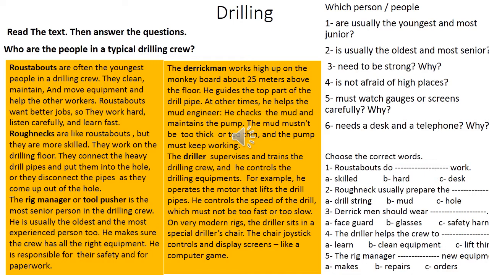Roustabouts are often the youngest people in a drilling crew. They clean, maintain, and move equipment and help the other workers. Roustabouts want better jobs, so they work hard, listen carefully, and learn fast. Roughnecks are like roustabouts, but they are more skilled. They work on the drilling floor.